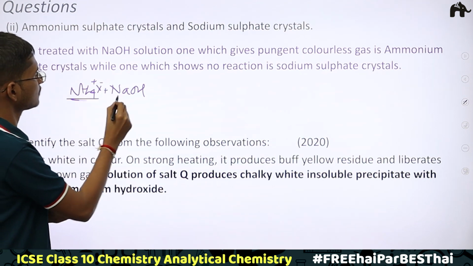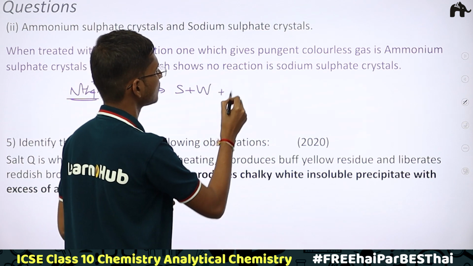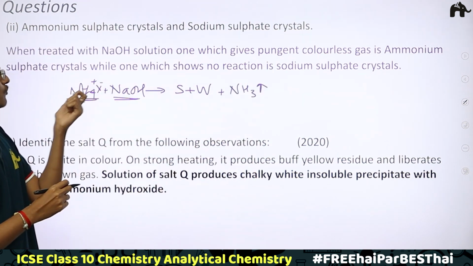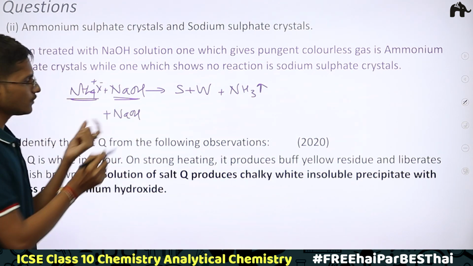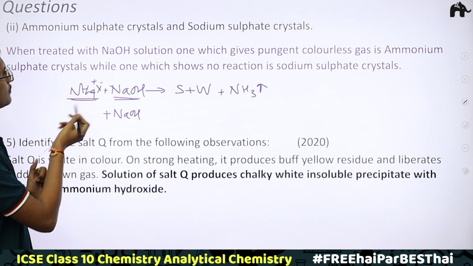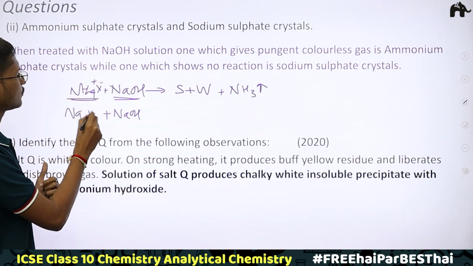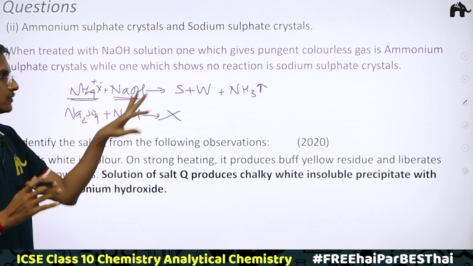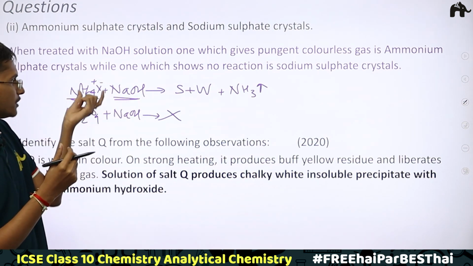This reaction gives us salt, water and ammonia gas, right? But when we try the reaction of sodium hydroxide with some sodium salt, suppose sodium sulfate, right, Na2SO4, this won't give us any reaction. Okay, so we have distinguished between these two salts.